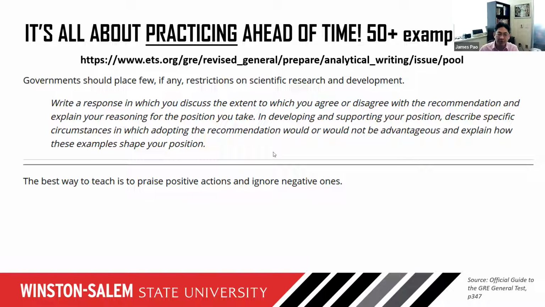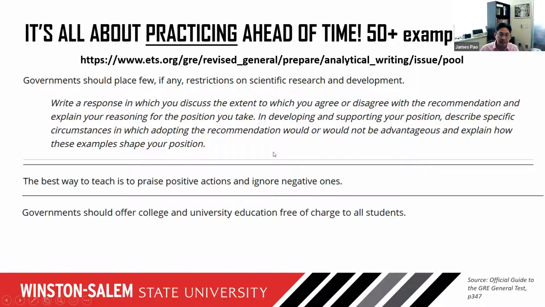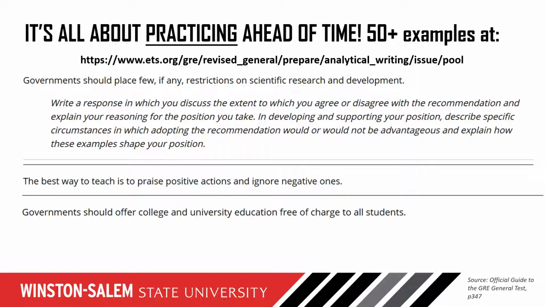All right, I'm going to throw out another one for you. Governments should offer college and university education free of charge to all students. What do you think? Agree or disagree? I agree. Right, of course, you're a college student, so of course you're like, hey, I like that. I want that. Yes, I agree.